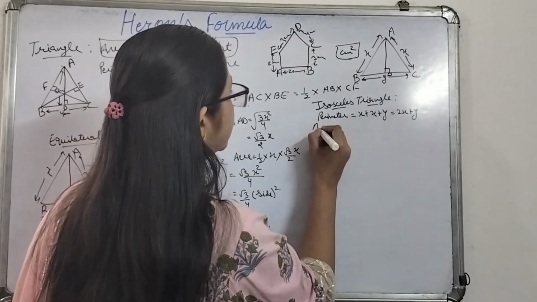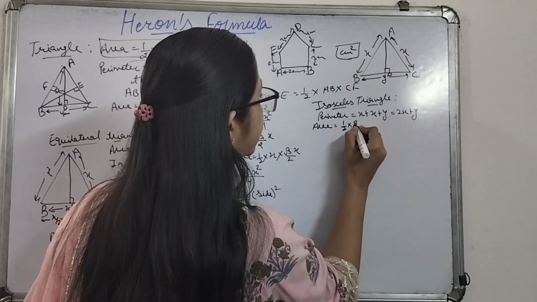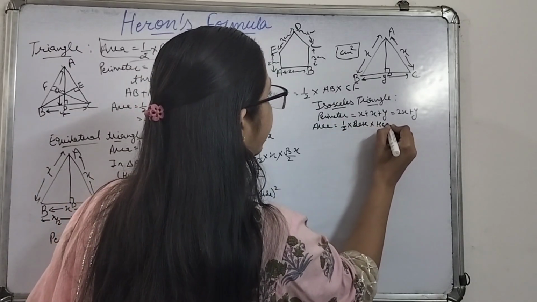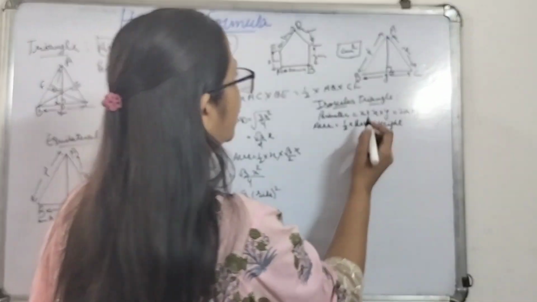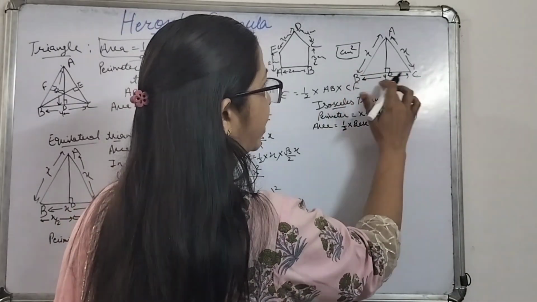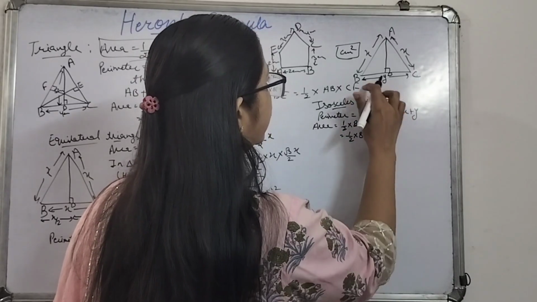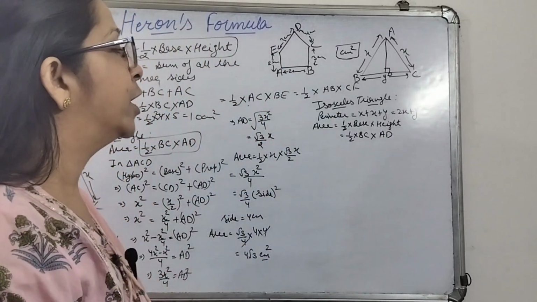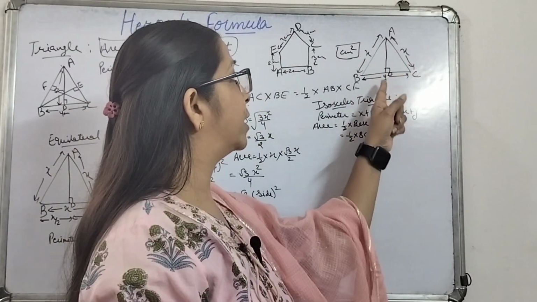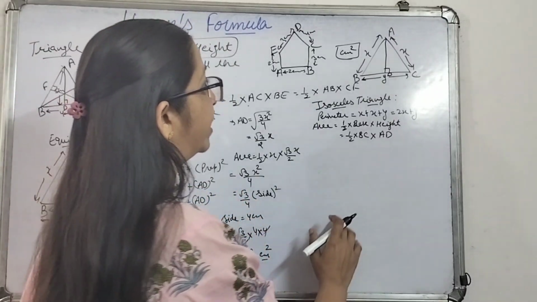So the area of this triangle will be 1 upon 2 into base into height. We know the area of a triangle is this only. The base over here, if BC we have taken as base, so it will be 1 upon 2 into BC into AD. This will be the area. Now we have to find the side AD, that means the perpendicular AD. How can we find it?